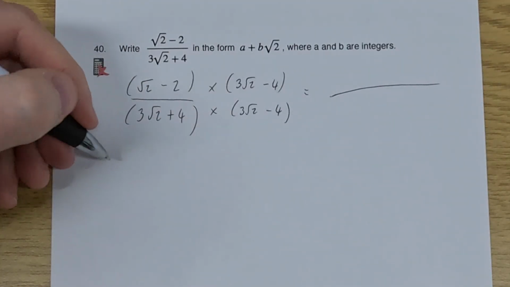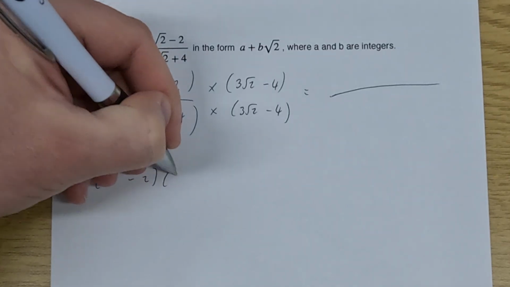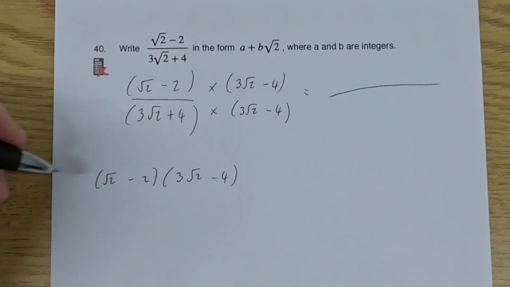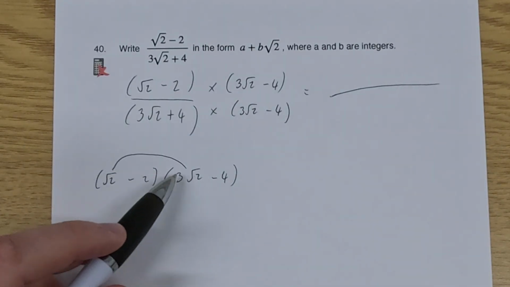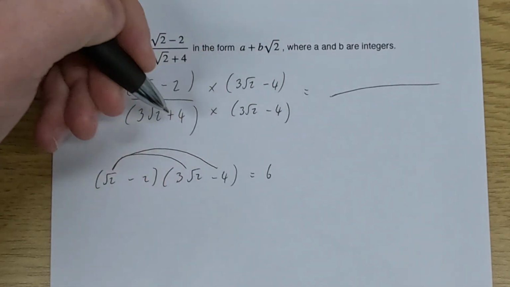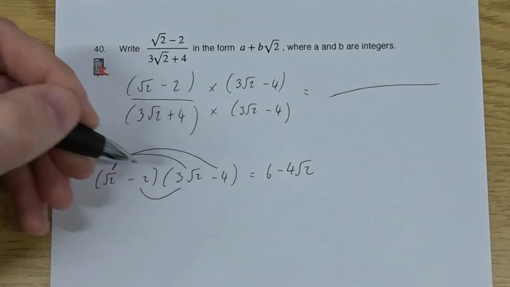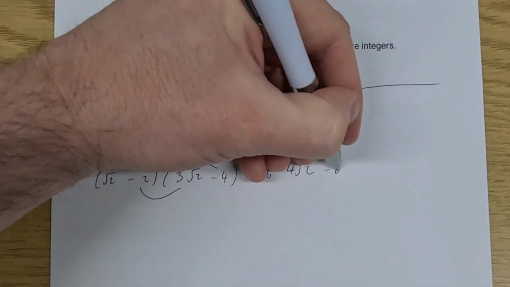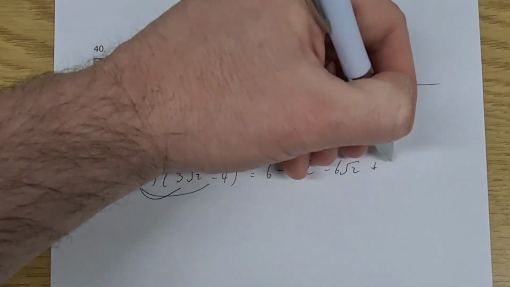So let's focus on the numerator. We've got root 2 minus 2, and then we've got 3 root 2 minus 4. Let's work out what this would be if we expanded it. Root 2 times 3 root 2, well, root 2 times root 2 is 2, and times by 3 would be 6, so we've got 6. And then we've got root 2 times minus 4, so it's going to be minus 4 root 2. Then we've got minus 2 times 3 root 2, so that'd be minus 6 root 2. And then we've got minus 2 times minus 4, so it's going to be plus 8.